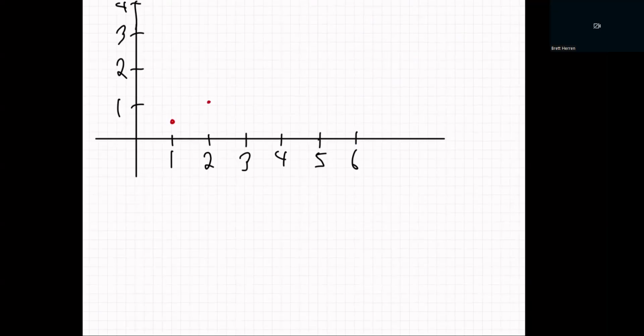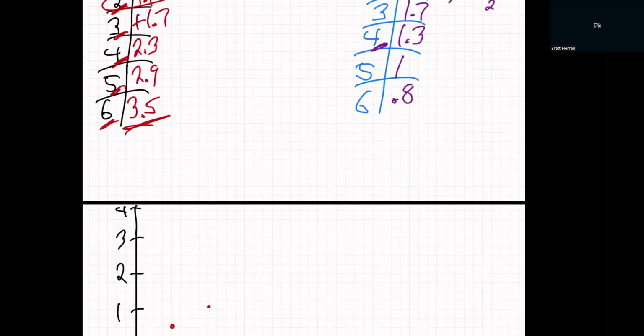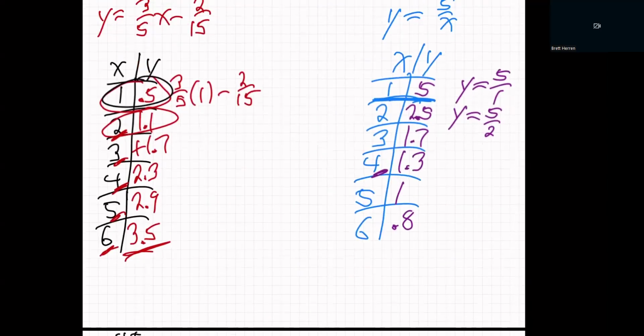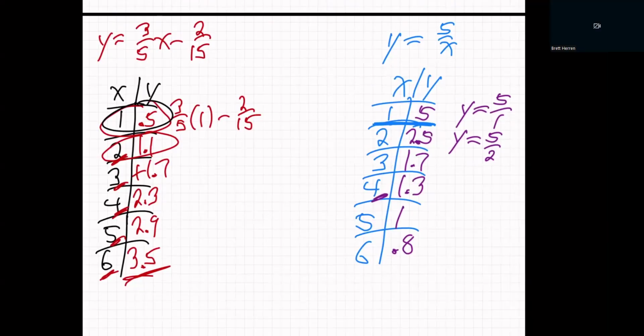This is a straight line, so I'm going to jump to the end. Over 6, up 3.5, right about there. Okay, so this is a straight line. It's going to go sort of like that, right? So there we go. And now the blue one, this is going to be a little more curved.